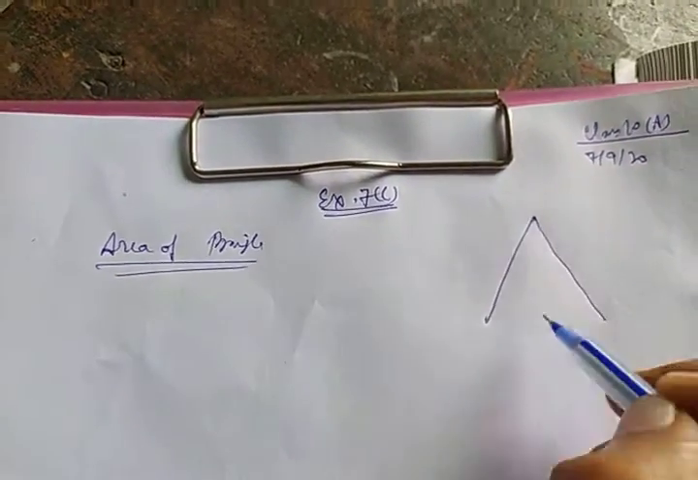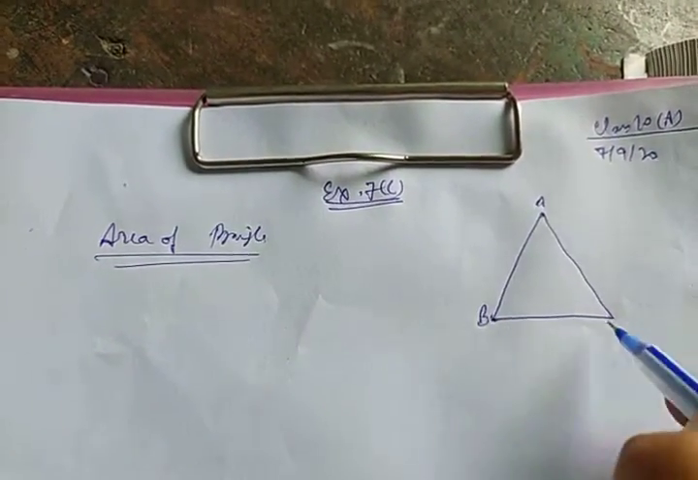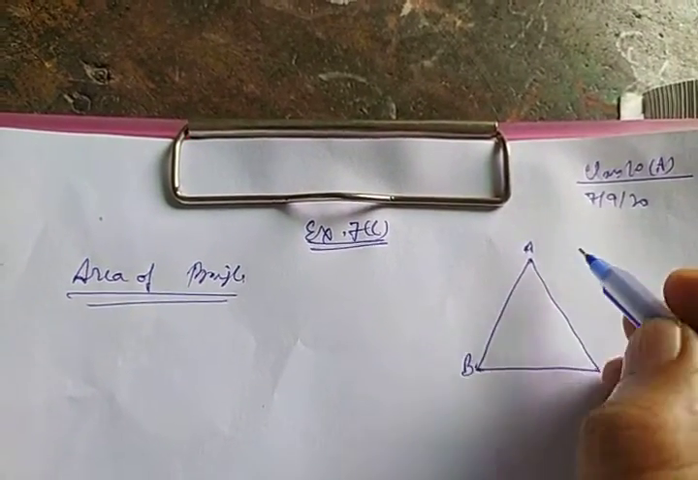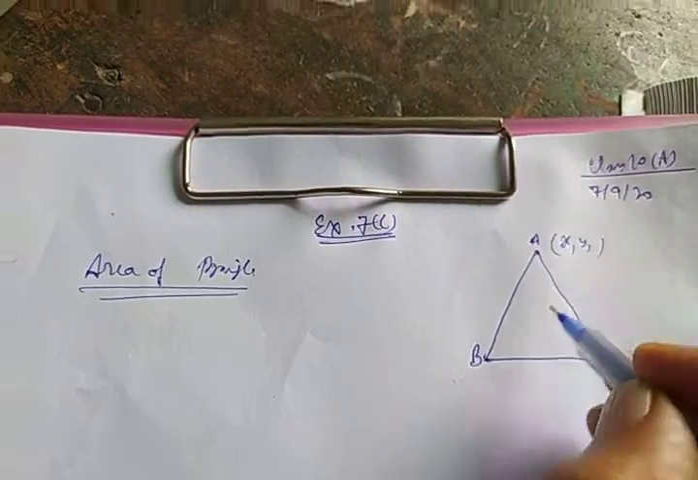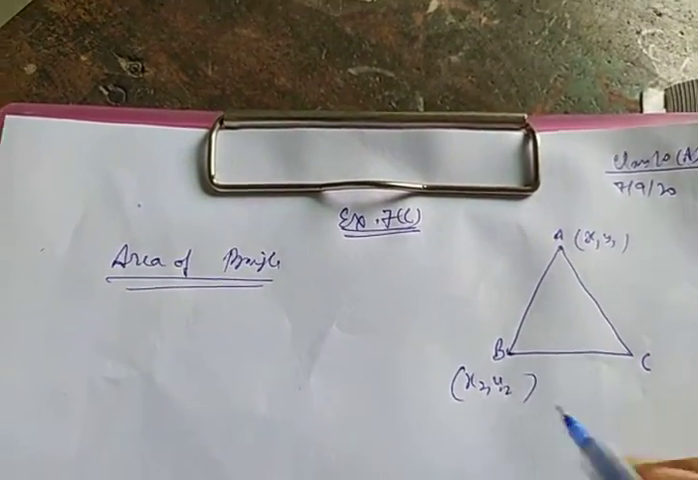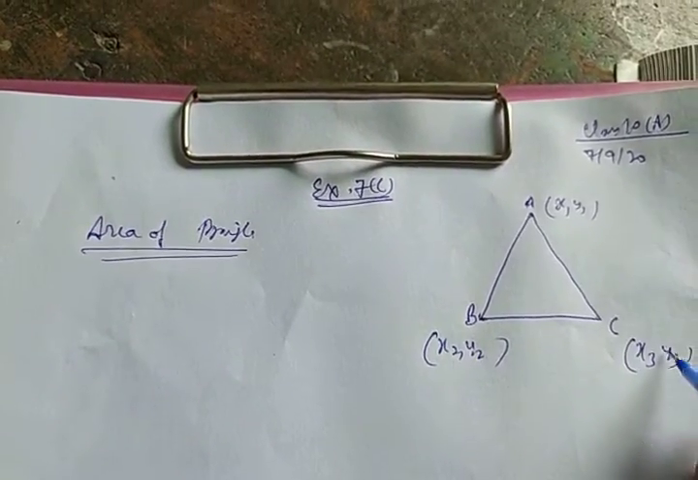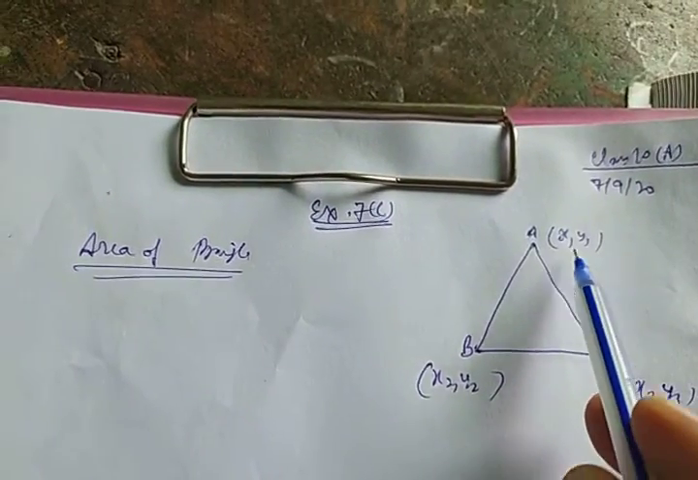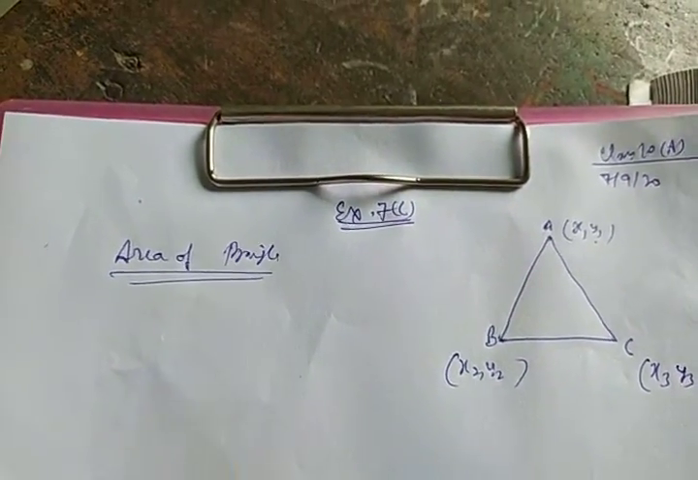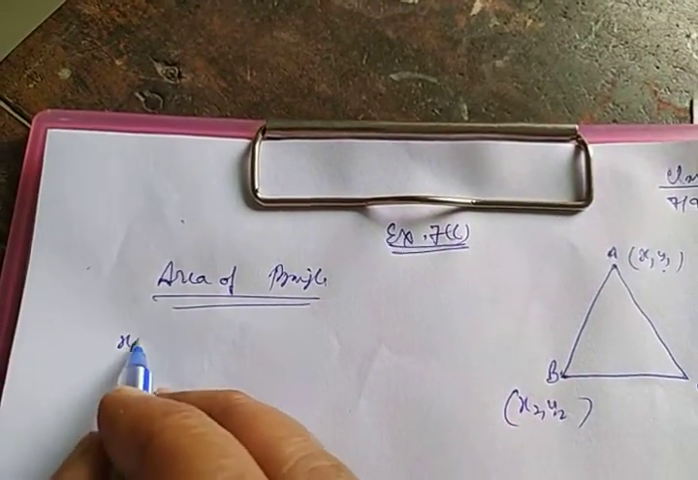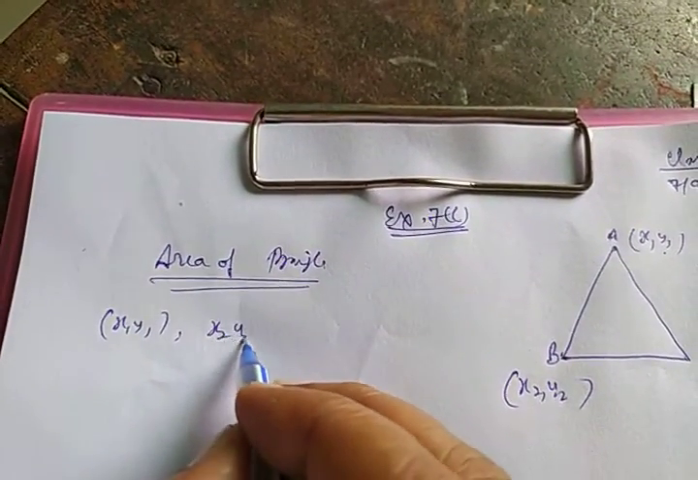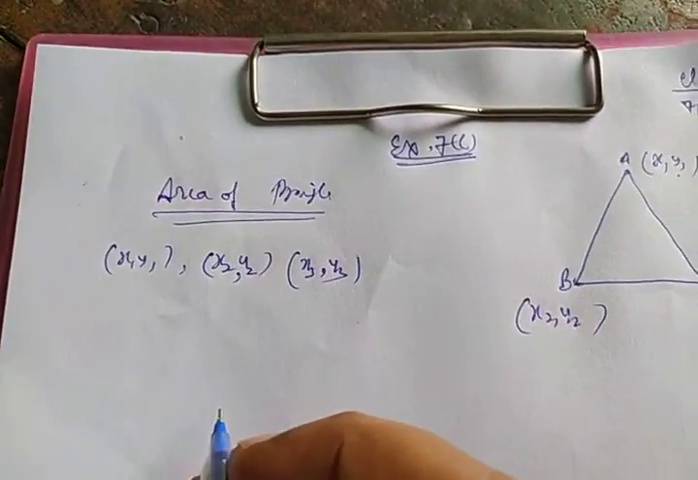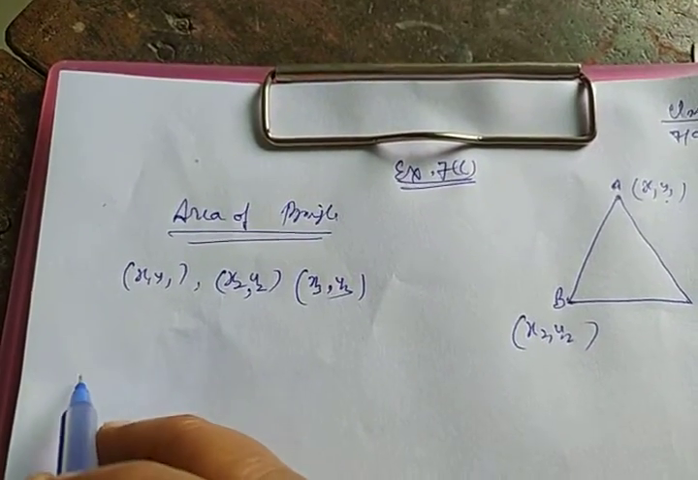Suppose there is a triangle ABC. In coordinate geometry there would be certain points for the vertices. Let this be x1, y1, this point be x2, y2, and this point be x3, y3. It means that in the question numerical points would be given. You will have to consider those points as x1, y1, x2, y2, x3, y3. So I am just writing once again here x1, y1, x2, y2, x3, y3.